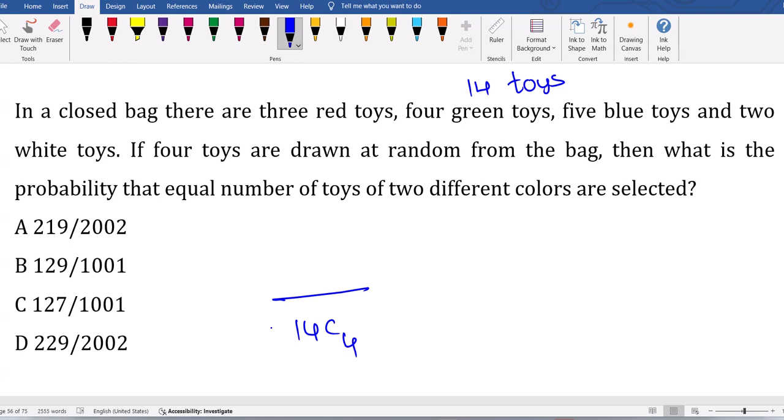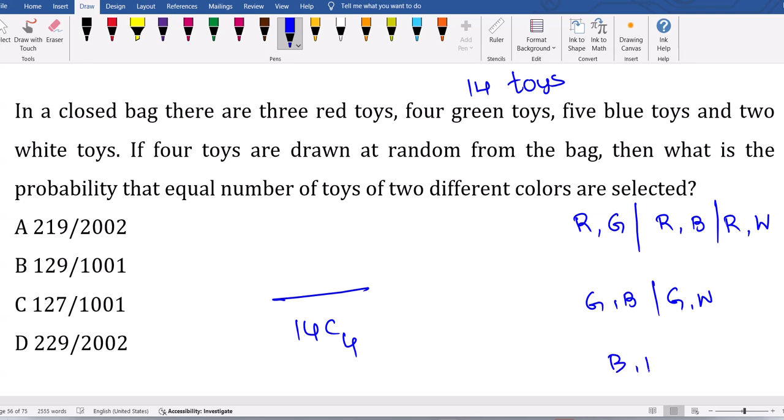Equal number of toys of 2 different colors are to be selected means, I can take red or green, red or blue, red or white, or I can take green and blue, green and white, or I can take blue and white, 2 from each. Equal quantity means you need to draw 4 toys, 2 from each. This is what the combinations possible.